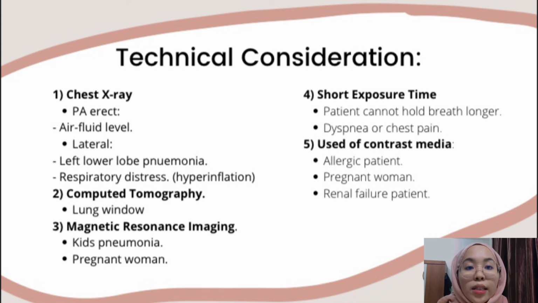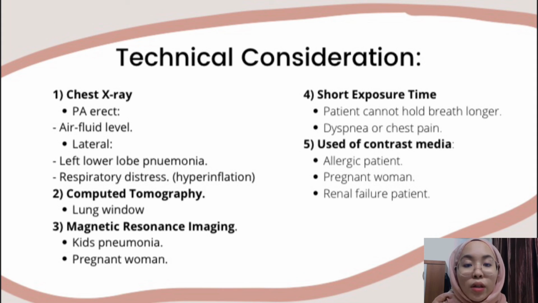The second one is for the CT scan, computed tomography. We also need to use the lung window because it can wipe out the mediastinal and chest wall structures. This is so that we can see the lung tissue in detail, which is the consolidation and pulmonary vascular structure. The third one is MRI. MRI should be used for kids and pregnant women who have pneumonia because there is no radiation and no sedation or anesthesia. For the fourth one, we need to use a short exposure time because pneumonia patients cannot hold their breath any longer, and they also have dyspnea and chest pain.